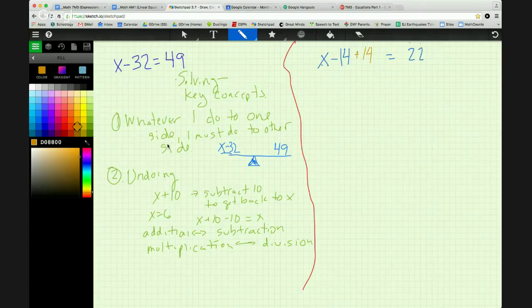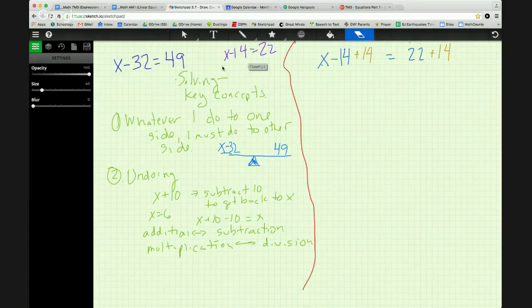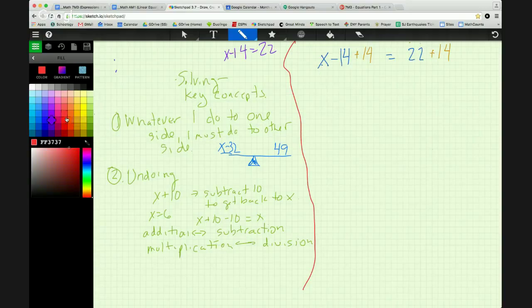Now, point number 1 says whatever I do to one side, I must do to the other. So if I add 14 to the left side, I have to add 14 to the right side. Let me write my original problem down again: x minus 14 equals 22. Now x minus 14 plus 14 gives me x. Any number minus 14 plus 14 equals itself. And on the right side, I get 22 plus 14, which is 36. So I've solved my equation. x equals 36. That's my solution step.